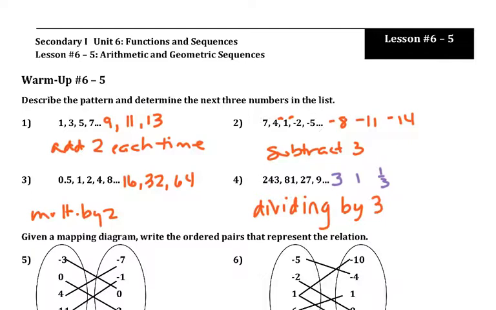So on number 2 and number 4, I can actually describe those in different ways. Another way I can say number 2 is I can say, instead of subtracting 3, I'm adding a negative 3. And that's going to come back to be important later on. And on number 4, another way I can say, instead of dividing by 3, I can say that I'm multiplying by 1/3. That's the same as dividing by 3. So write both of those down.